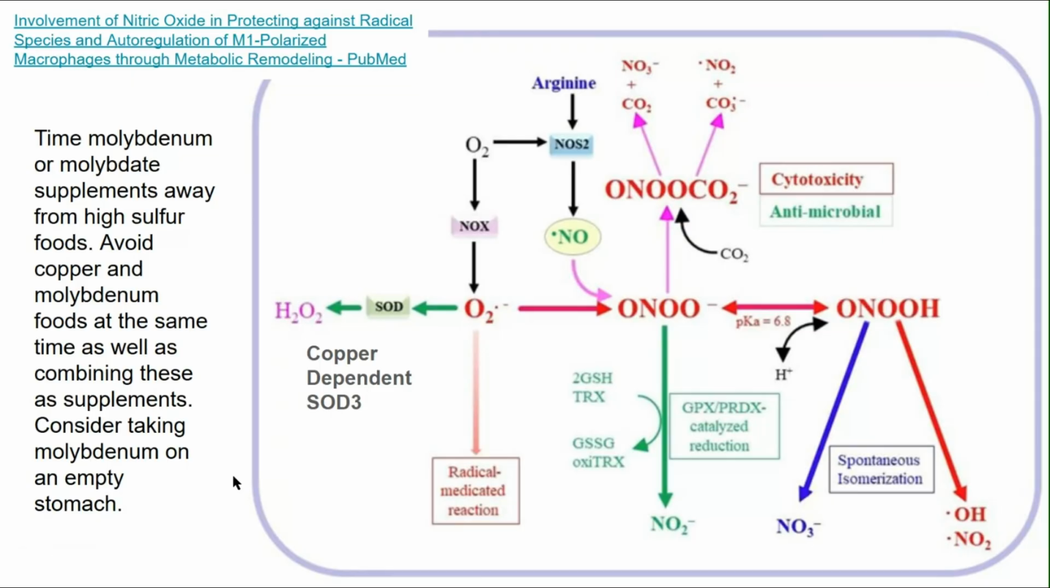One thing you could potentially do is time your molybdenum or molybdate supplements away from high sulfur foods. So you could try, if you tolerate it, taking them on an empty stomach, and you could avoid copper and molybdenum foods at the same time, as well as combining these supplements. A lot of times multi-minerals will have both molybdenum and copper in them at the same time, and that is a bad idea. You need to separate them out. And you want to consider taking molybdenum on an empty stomach.